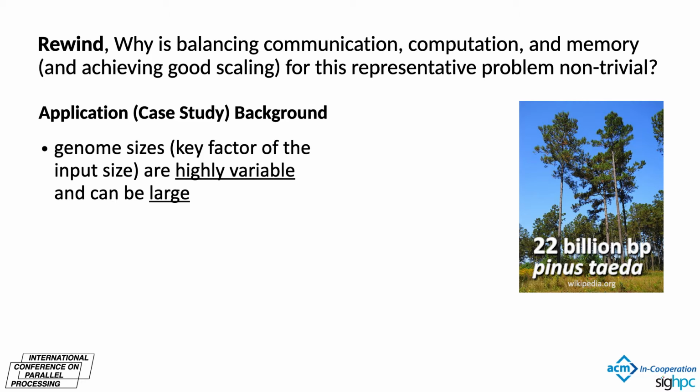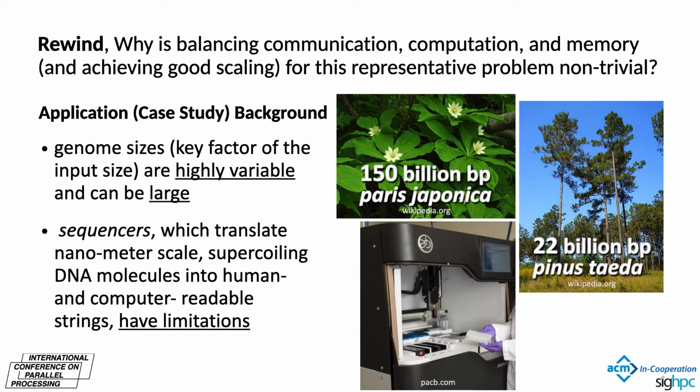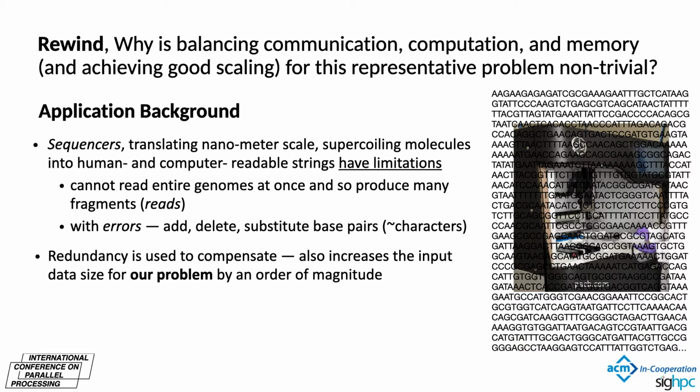Genome sizes, a key factor of the input sizes, are highly variable and can be large, from an example 22 billion base pair pine tree to a 150 billion base pair Japanese flower. Sequencers, which translate nanometer-scale DNA molecules into human and computer-readable strings, have limitations. In general, today's sequencers cannot read entire genomes at once, and they produce errors. Redundancy, scanning the molecule over and over again to produce overlapping strings called reads representing DNA fragments, is used to compensate. This also, however, typically increases the input data size to our problem by an order of magnitude.